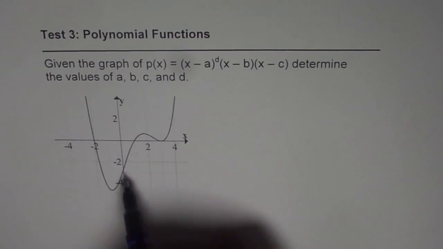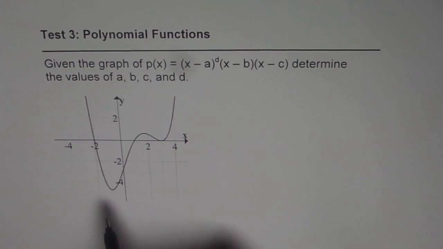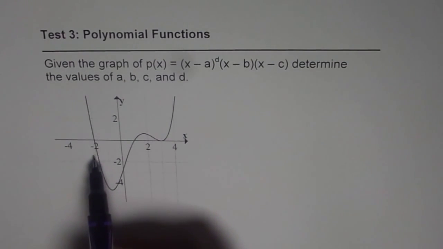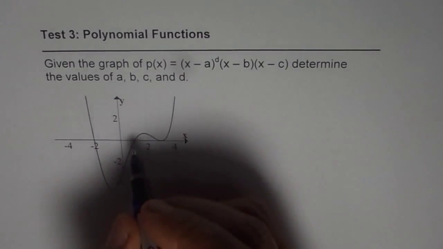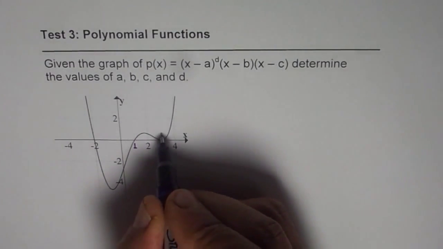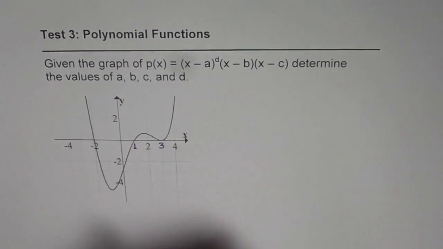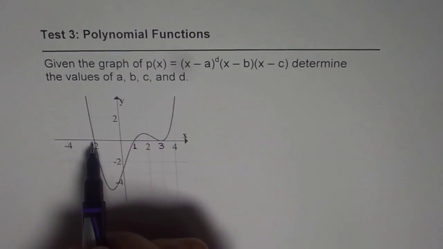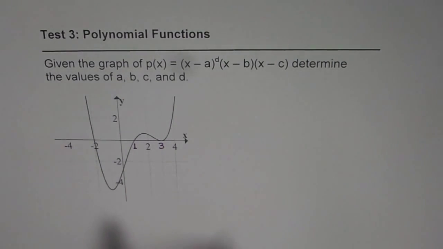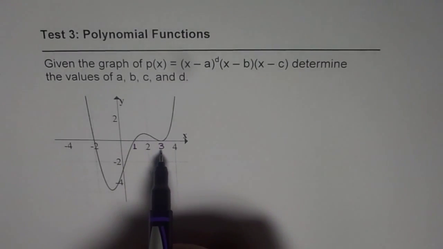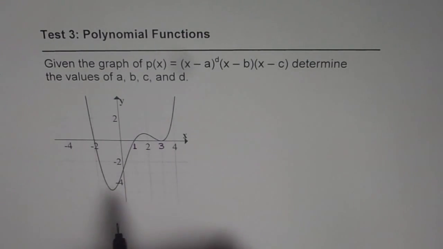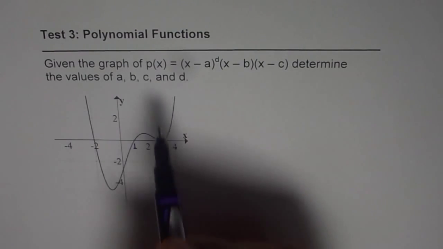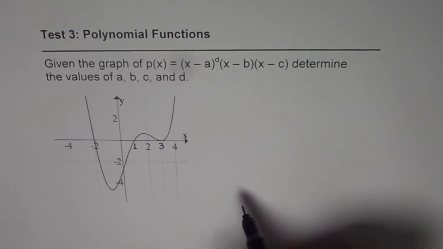So here we have an even degree polynomial with 3 x-intercepts. These intercepts are at minus 2, at 1, and the other one is at 3. Now minus 2 and 1, these two zeros are linear. However, the zero at 3 is probably quadratic, right? So we'll assume it to be of order or multiplicity 2. That should help us to write down the equation, correct?